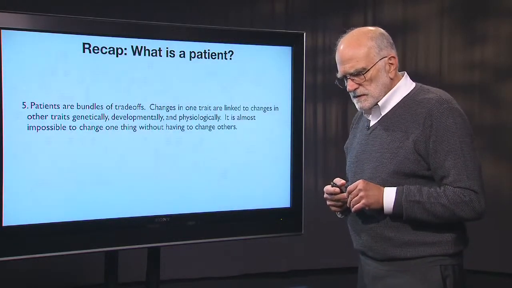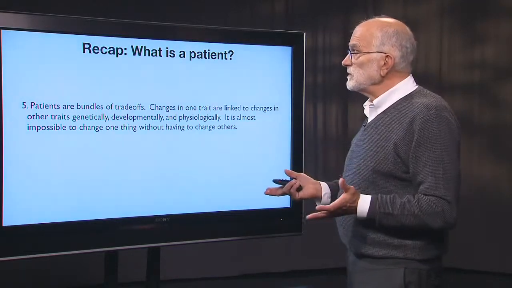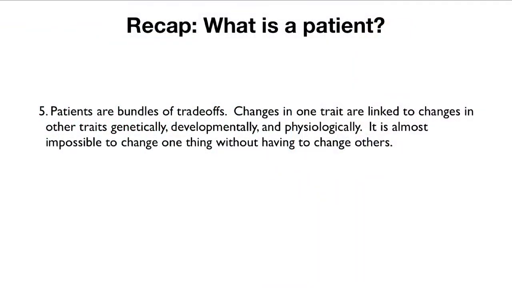Another point that we encounter repeatedly in evolutionary medicine is that patients are bundles of trade-offs. These trade-offs between traits were assembled by evolution out of whatever variation there was that happened to be good to use at the time. And it had side effects. So those side effects have accumulated over evolutionary history. If there's a trade-off, then a change in one trait is going to be linked to changes in other traits. It's going to be linked genetically, developmentally, and physiologically. It's almost impossible to change one thing in a patient without changing other things.